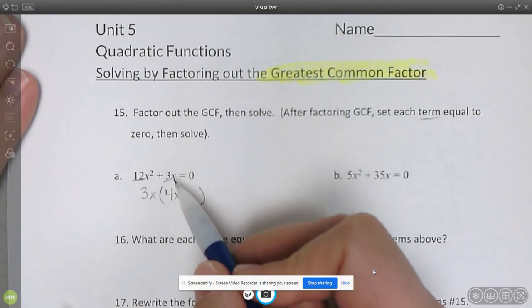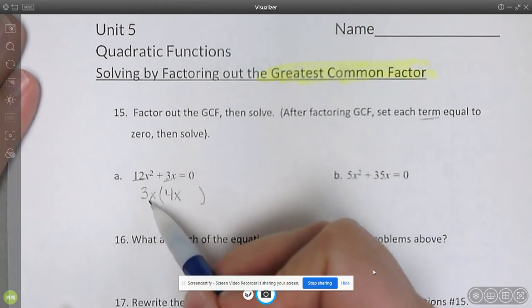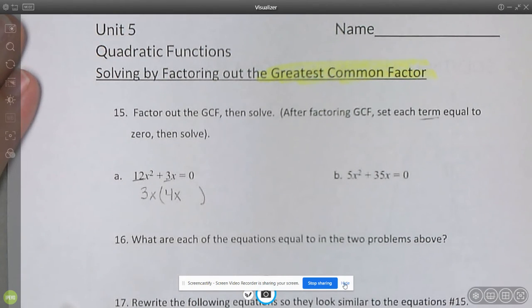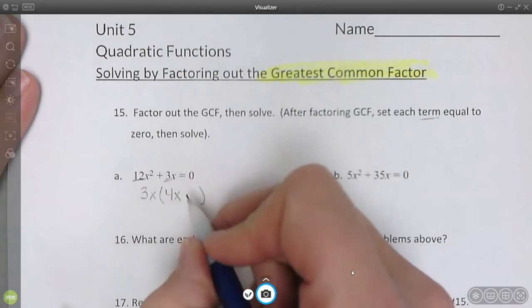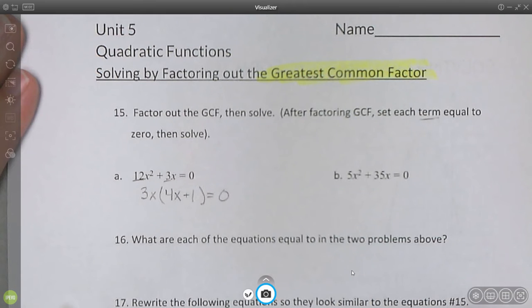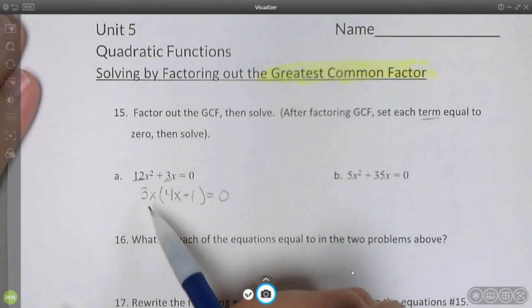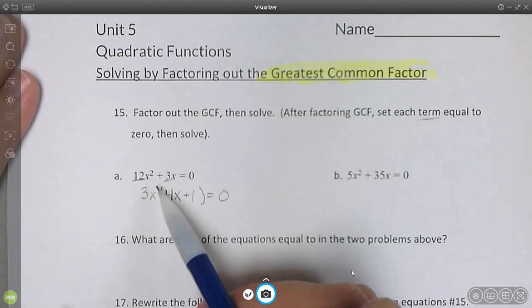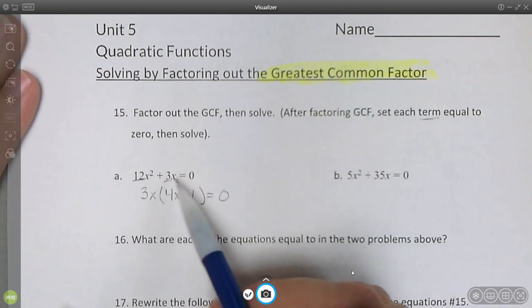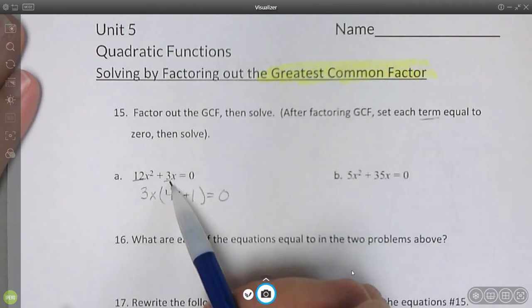And then here's a common mistake. If I take 3x out of 3x, it's not 0. You're actually just dividing. So 3x divided by 3x is just 1. If you want to check your work, which I suggest doing, you can try to distribute back out. So 3x times 4x gives you 12x squared. 3x times 1 gives you 3x.